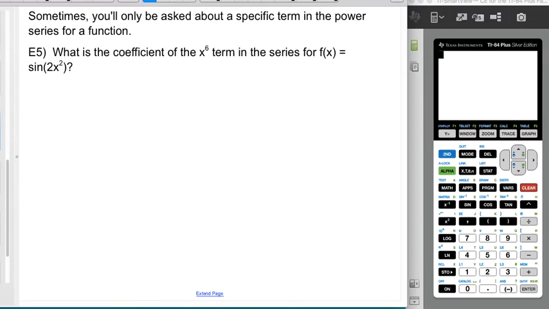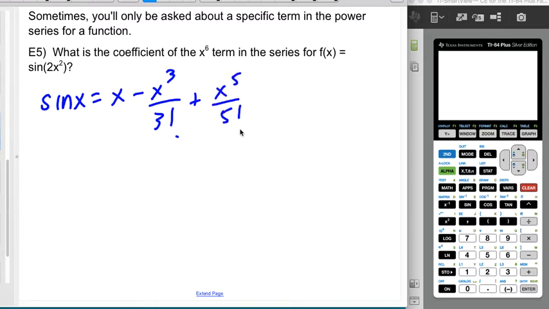All right, moving on. Sometimes you're not asked to find the entirety of a Taylor-Maclaurin series. You're just asked to find a specific term in the series. In this case, you're asked, what is the coefficient of the x to the 6th term? Remember that sine of x is x minus x cubed over 3 factorial plus x to the 5th over 5 factorial plus so on. But notice that you're not doing sine of x here. You're doing the sine of 2x squared, meaning anywhere you see an x, you're plugging in a 2x squared.